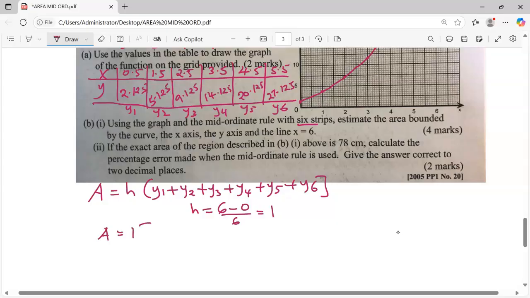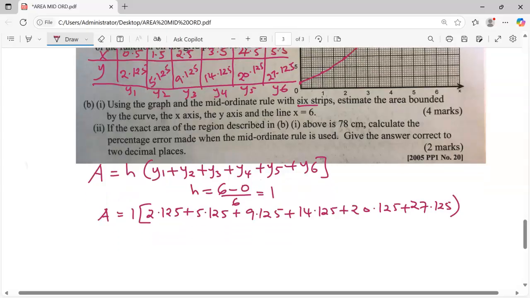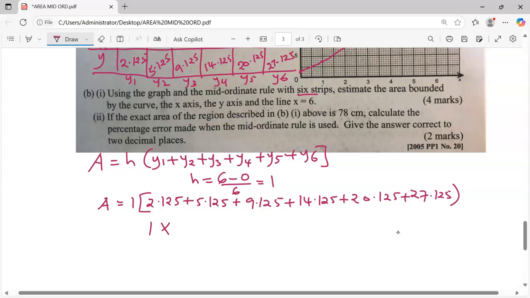Therefore, area will be equal to 1 into y1 is 2.125 plus y2 is 5.125 plus 9.125 plus 14.125 plus 20.125 plus finally 27.125, and this one is going to be 1 times the sum of all the ordinates, which will be equivalent to 77.75, and this translates to 77.75 centimeters square, or simply square units.